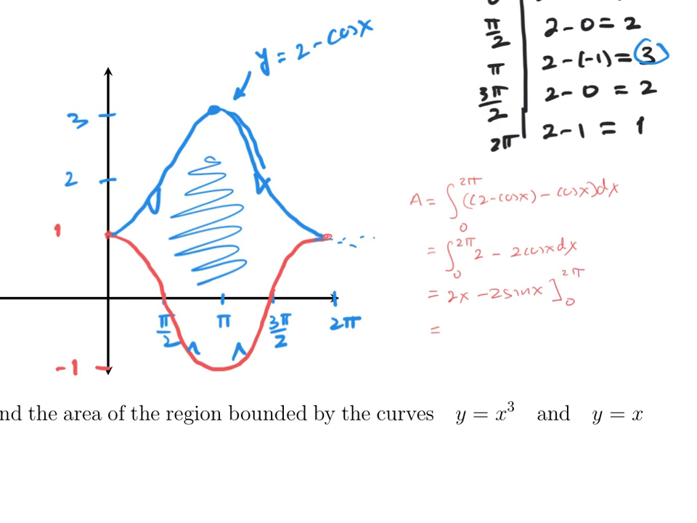So this will give you 4 pi minus 2 times 0, because sine of 2 pi is 0. And then you plug in 0 in the whole thing, it will be 0 for this particular case. So the answer is just 4 pi.